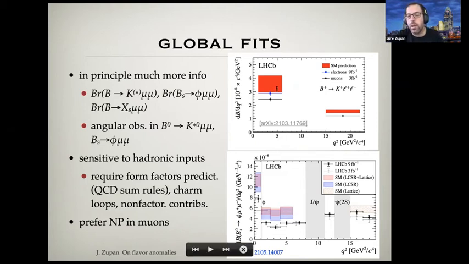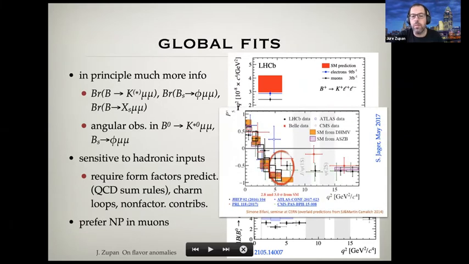How large this error band is really depends on light cone sum rules, so you can always argue about the error bars in these predictions. The same, for instance, for B sub s to phi mu plus mu minus. So all these measurements are sensitive to hadronic inputs. A celebrated one is, for instance, P5 prime, where the standard model predictions are down here, while the experimental data are above.